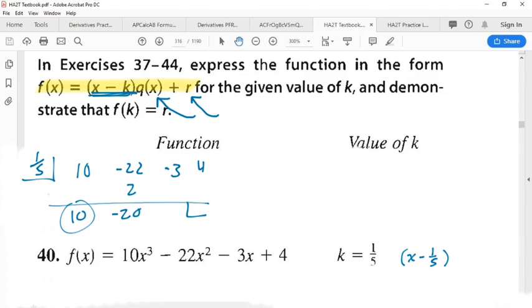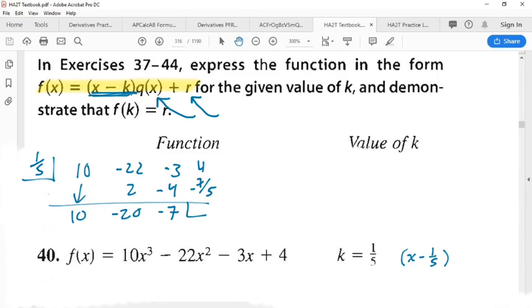So I just went 10 times 1/5, which equals 2, and then I added those, and so I just brought down the 10. So what is negative 20 times 1/5? That is negative 4. And if I add those two together, I get negative 7. Negative 7 times 1/5 is negative 7/5.